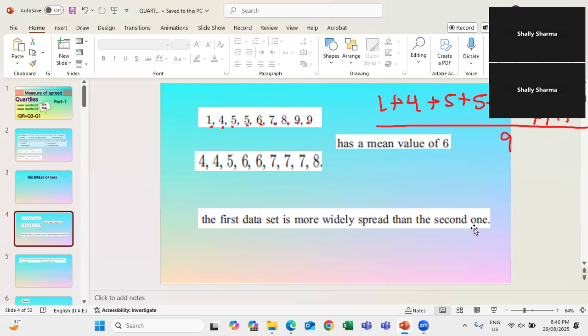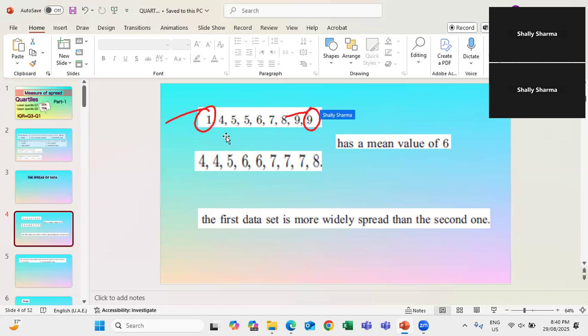The meaning here is, when you think about the first data as it is given in ascending form, 1, 4, 5, 5, then 6, 7, 8, 9, 9. To see the spread of data, first you need to make sure the data is in ascending order, as it will help us. Here the lowest value is 1 and the highest value is 9. So the data is varying from 1 to 9. In the second case, the data is in ascending order, the lowest value is 4 and the highest value is 8. So the data is spreading only from 4 to 8.